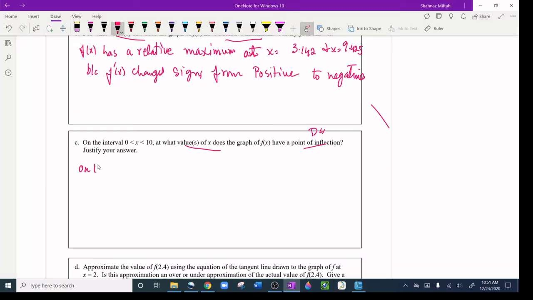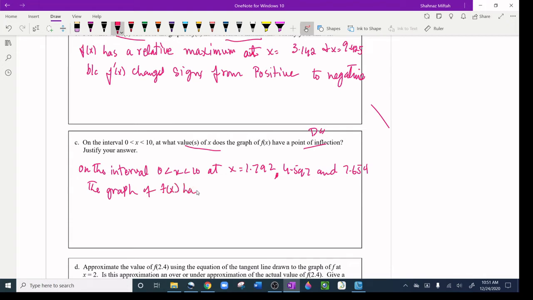So I'm going to say on the interval 0 to 10, at x equals 1.792, 4.597, and 7.654, the graph of f of x has a point of inflection, because f double prime of x changes signs. There.